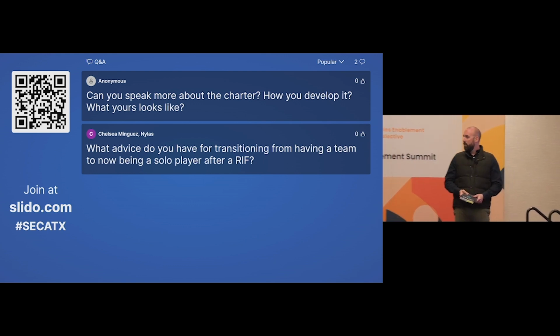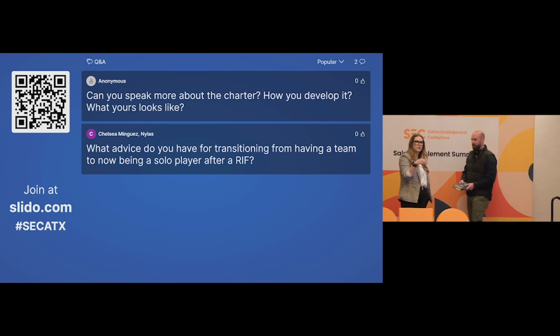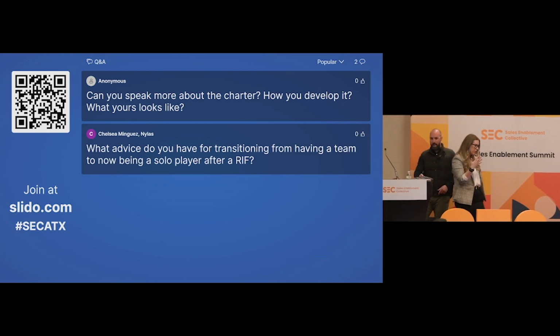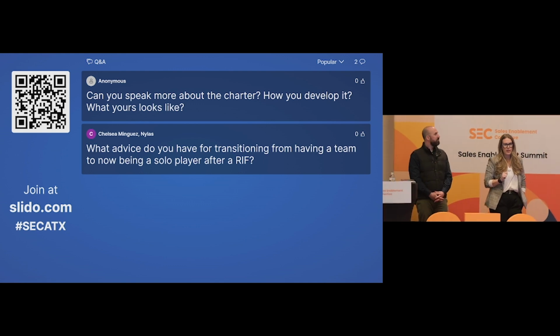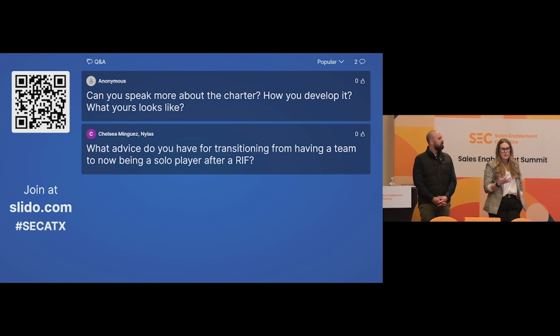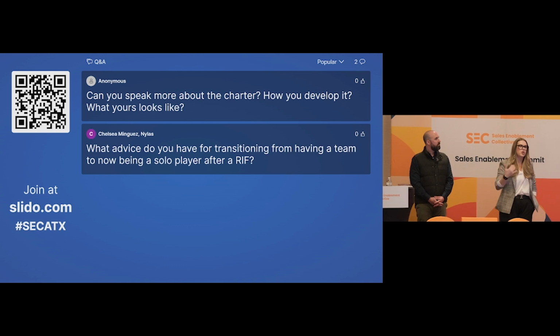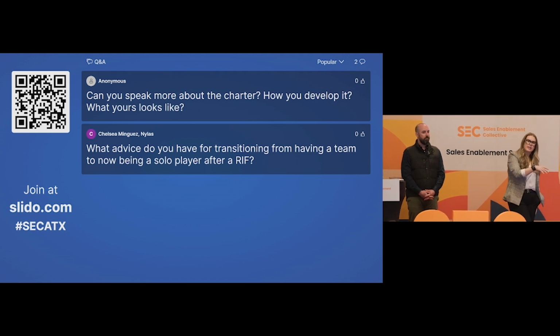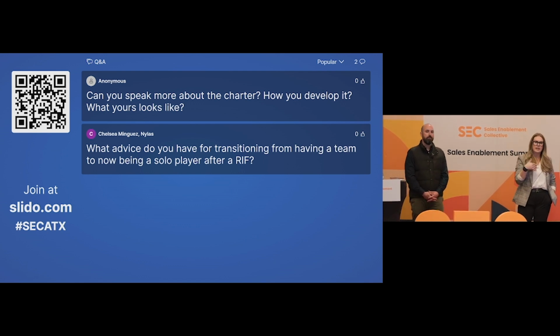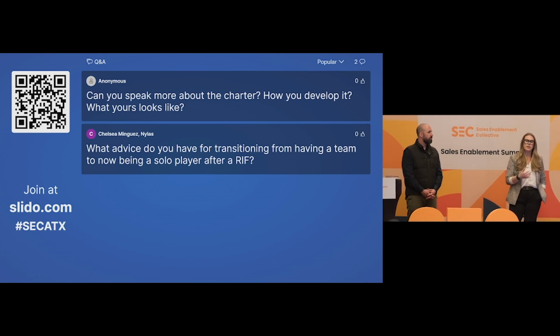We'll take Chelsea's quickly. Advice for someone transitioning after a RIF. You had a team, and now you're a team of one. Man, that's tough. I think everything we said, really, right? And it's probably going to start with don't feel like you suddenly have to do what everyone else did yourself. Is your workload going to increase? Probably. Let's be realistic. But now you need to lean on those other teams, those collaboration teams, your sales leaders, your marketing, where you maybe used to lean on your actual team.